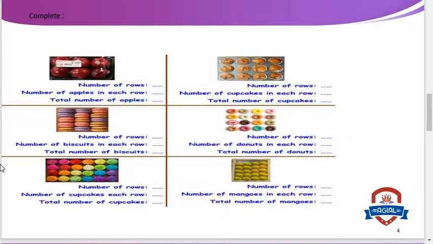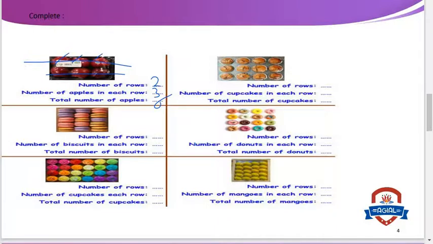Okay, in here complete. Number of rows. How many rows we have? We say row from the left to the right. 1, 2. Super. So we will write in here 2. Number of apples in each row. How many apples in each row? We have in the first row 1, 2, 3, and in the second row 1, 2, 3. So we write 3 apples in each row. Total number of apples, 3 in the first row plus 3 in the second row equal what? Super, 6. So total number of apples equals 6.